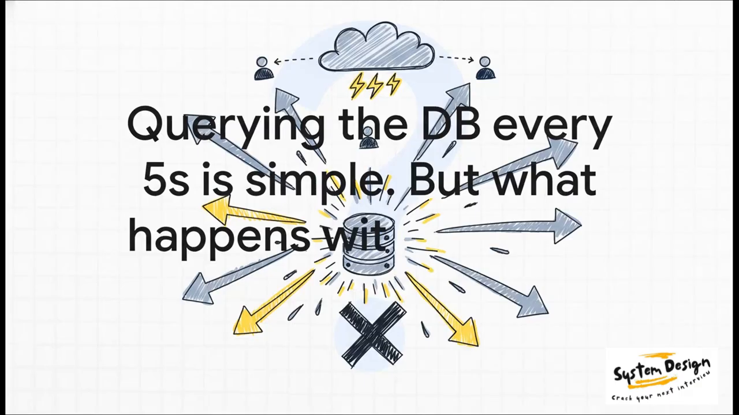So, for our leaderboard, the simple, naive idea would be to just ask our main database for the new rankings every few seconds. But can you imagine what happens when you have thousands and thousands of people all doing that at the exact same time? Yeah, you'd completely crush the database. It would grind to a halt.